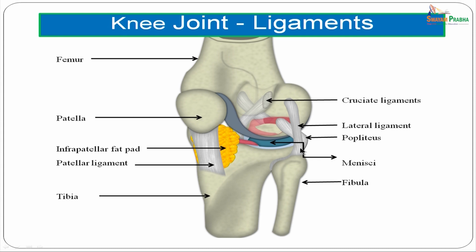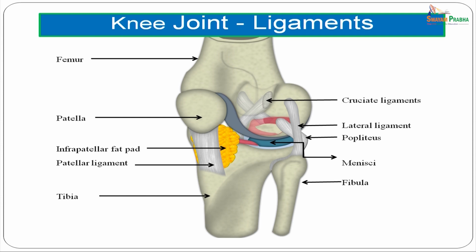This is an extrinsic ligament which strengthens the lateral aspect of the joint. There is a similar ligament on the medial side that is called the medial collateral ligament. It's also called the tibial collateral ligament, again an extrinsic ligament which stabilizes the joint on the medial aspect.